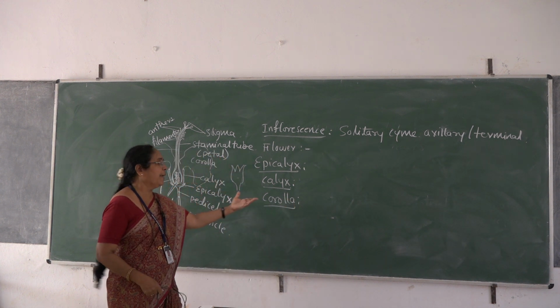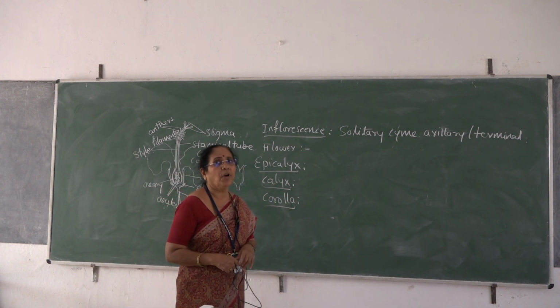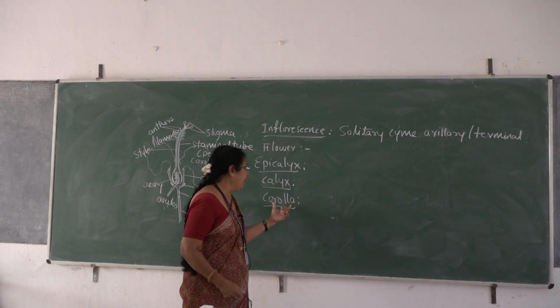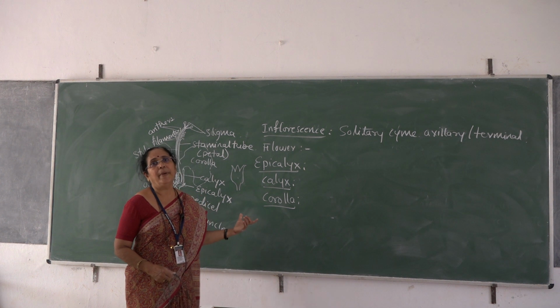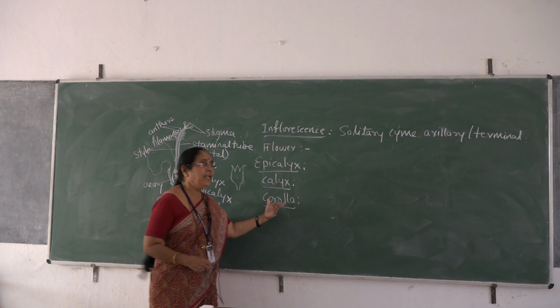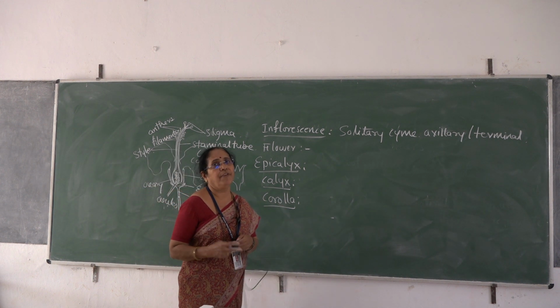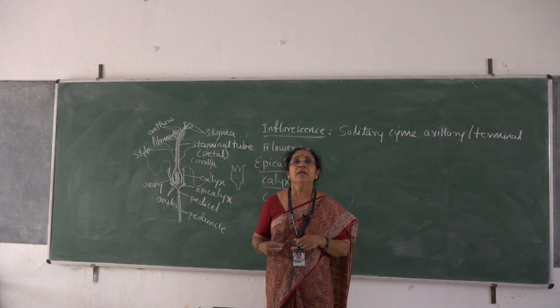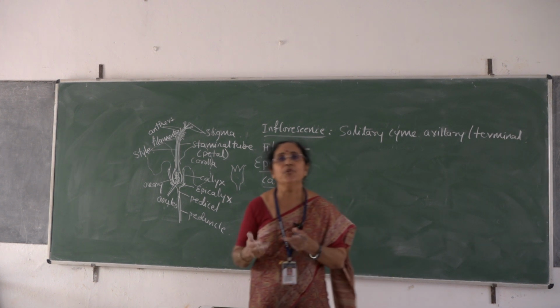Corolla in Malvaceae is made up of, definitely it is a pentamerous flower because the floral parts are in fives or multiples of fives. So that corolla is made up of 5 petals and all the 5 petals are free. They are free, so that it is polypetalous corolla. The family belongs to Polypetalae.